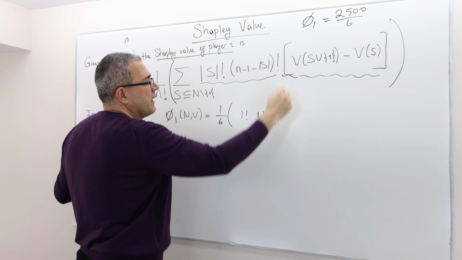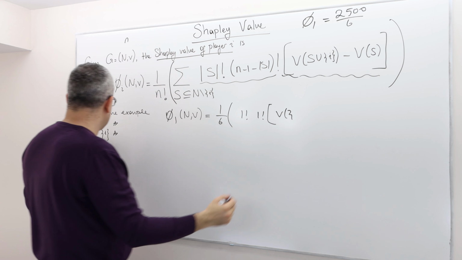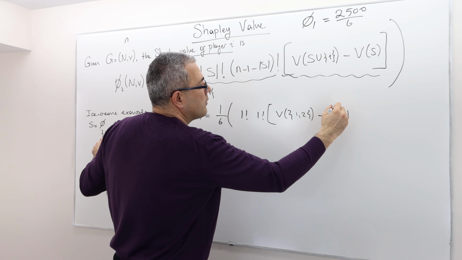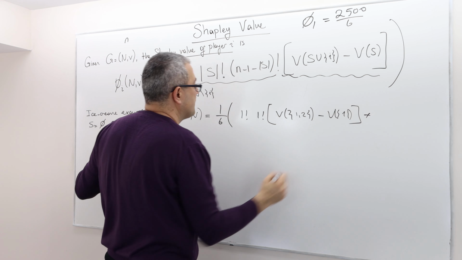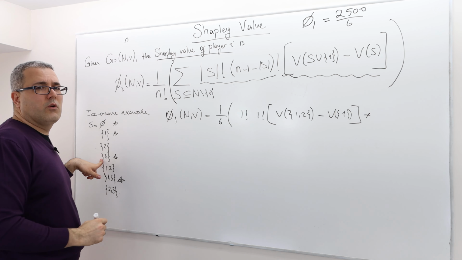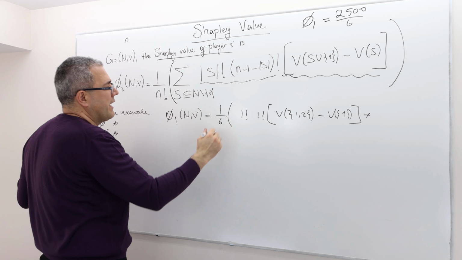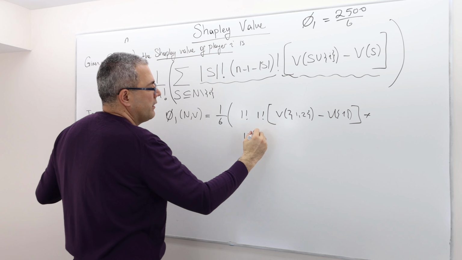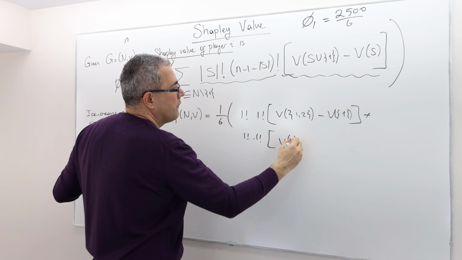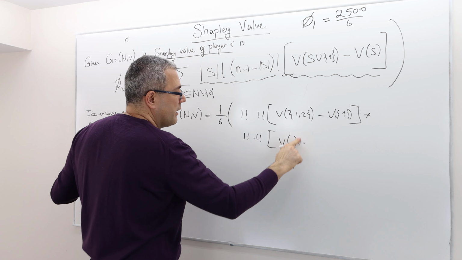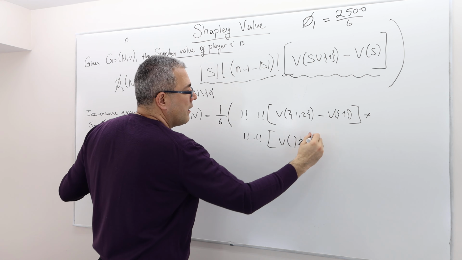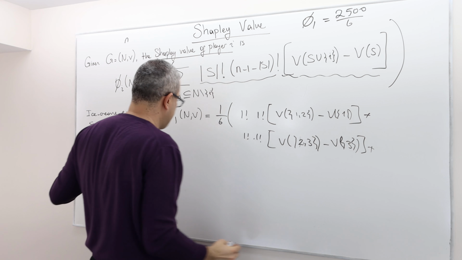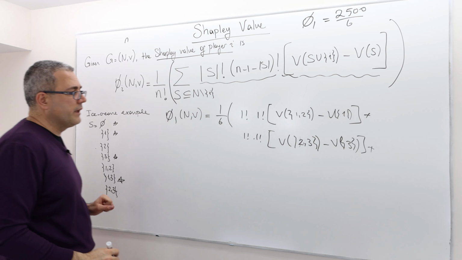In parentheses, I have V of players 1 and 2 minus only player 1. Plus this one where only player 3 is included. Again, S is equal to 1, so this is 1 factorial times, again 1 factorial, times V of 2, 3 minus V of 3 only, plus this one, 1, 3.